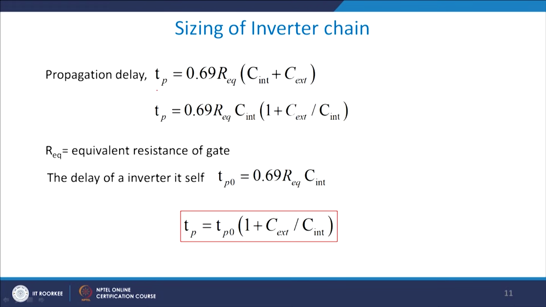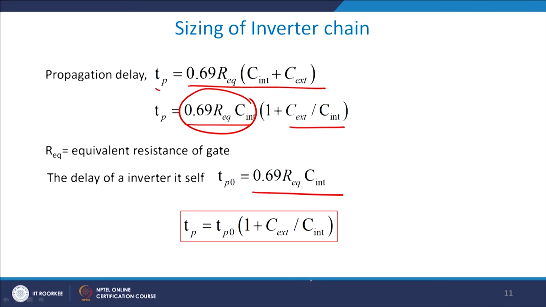So, the propagation delay Tp will be equal to 0.69 times R equivalent times C internal times (1 plus C external by C internal). I think this is clear. So, I get C internal, I take it outside, I get C external by C internal. The delay of each inverter will itself be delayed by a factor, 0.69 R equivalent C internal. So, what I do is I replace this by Tp0. So, Tp0 is the delay of the inverter itself.